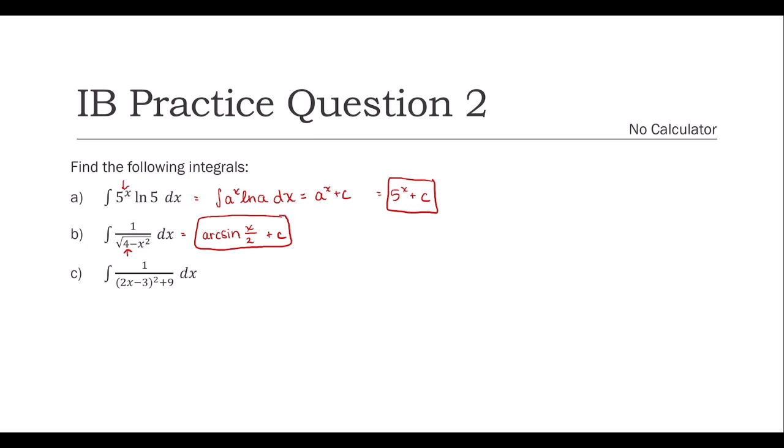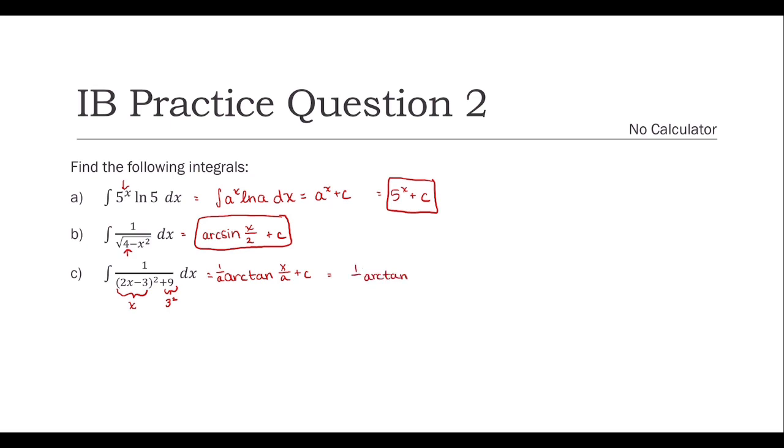Finally, we have the integral of 1 over (2x minus 3) squared plus 9 dx. So we have some value squared plus another value squared. So this is 3 squared. So this is our arctangent function. So we have arctangent, and it's going to be 1 over a times the arctangent of x over a plus c. So our a value here is 3, and our x value in this case is actually 2x minus 3. So we have a linear function inside of our function. So this is arctangent.